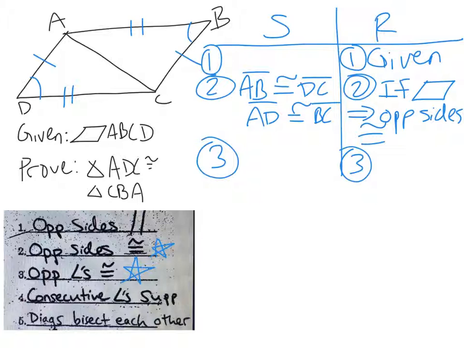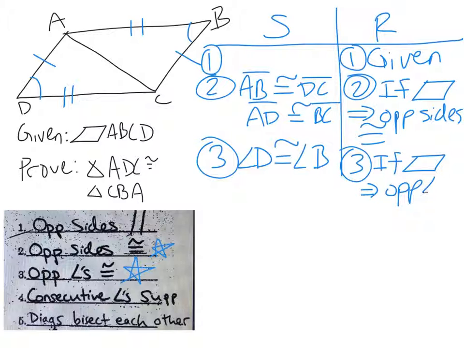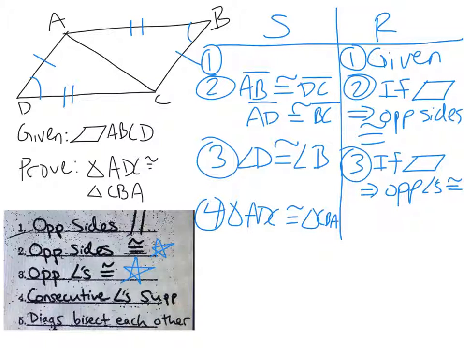And then my next one will be angle D is congruent to angle B. Again, if it's a parallelogram, then in this case opposite angles are congruent. Cool. So is that enough to prove my triangles congruent? Absolutely. So I'm going to have triangle ADC is congruent to triangle CBA. My reason? Side, angle, side.